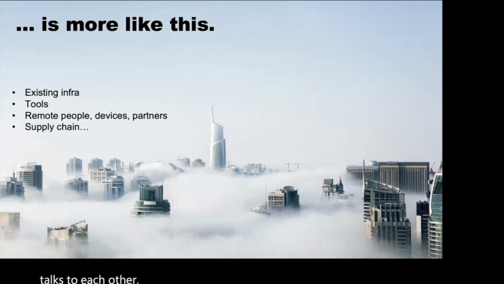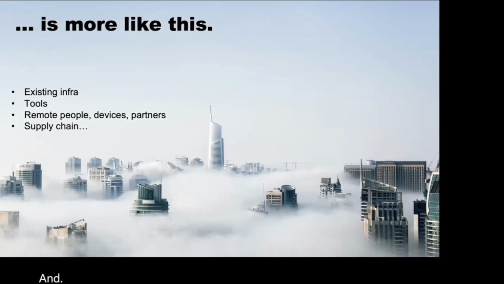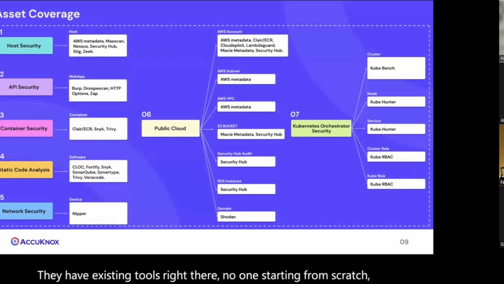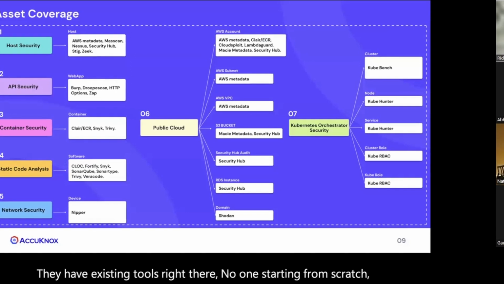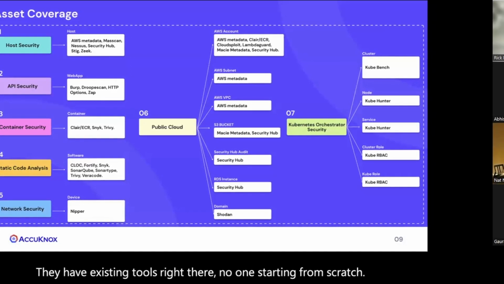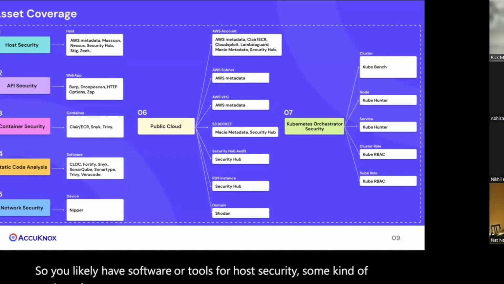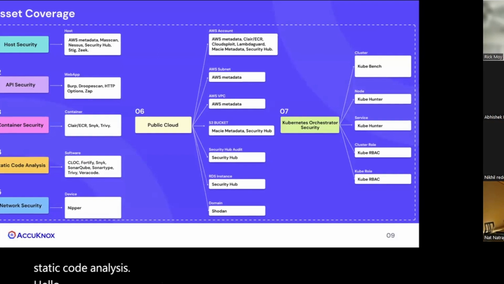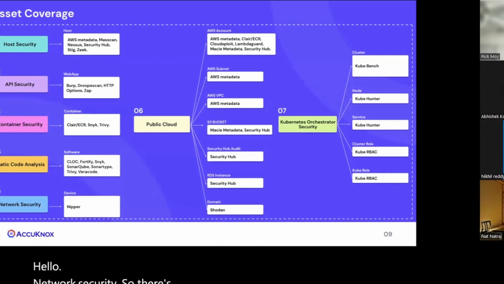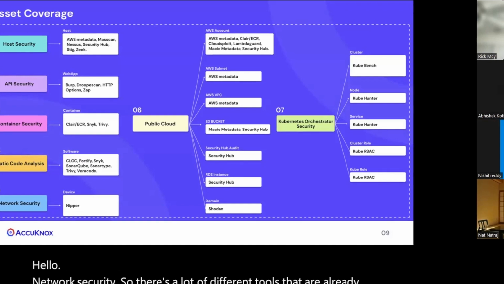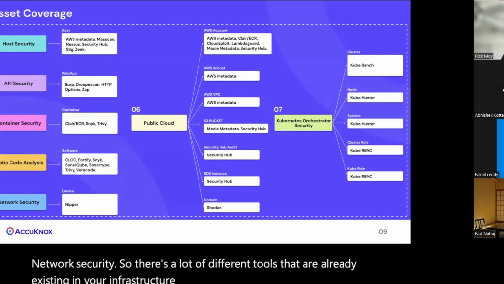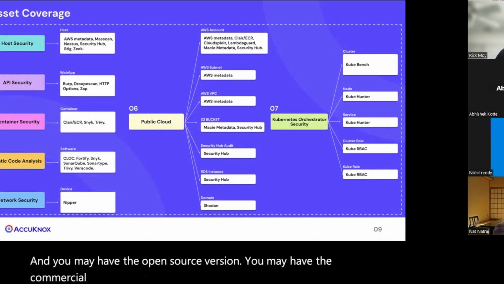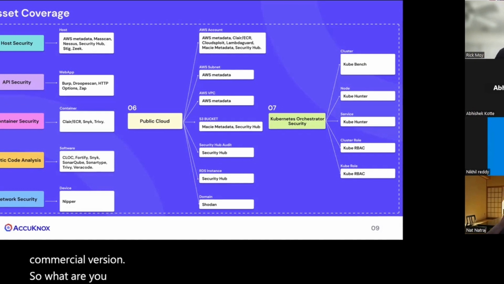And they have existing tools, right? No one's starting from scratch. So, you likely have software or tools for host security, some kind of static code, network security. So there's a lot of different tools that are already existing in your infrastructure. And you may have the open source version, you may have the commercial version. So what are you going to do with that, right?